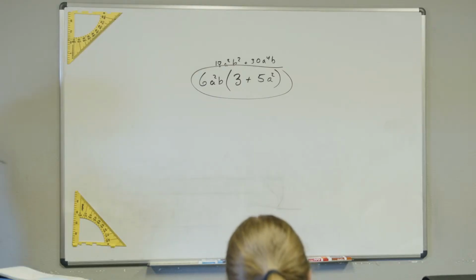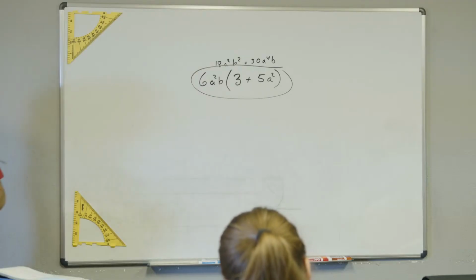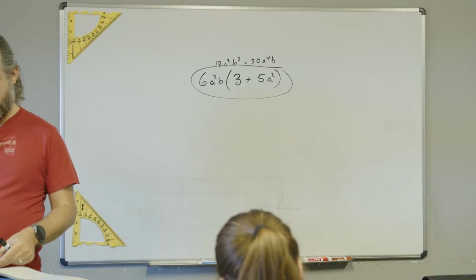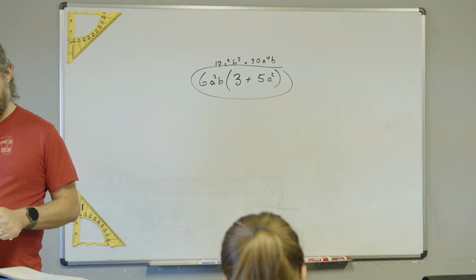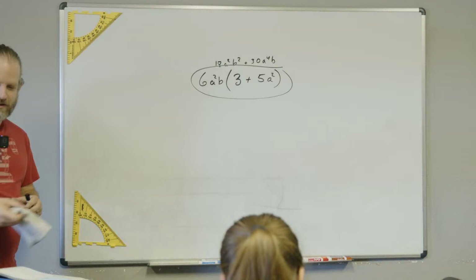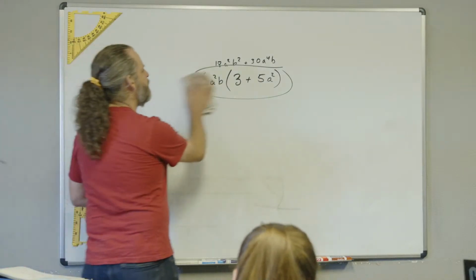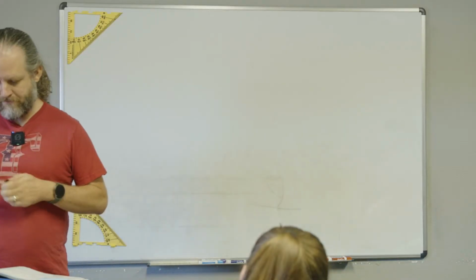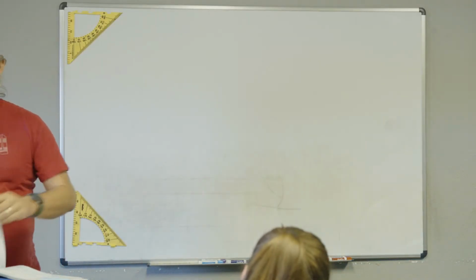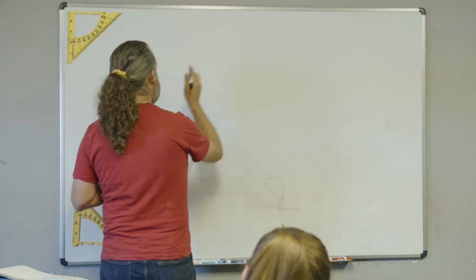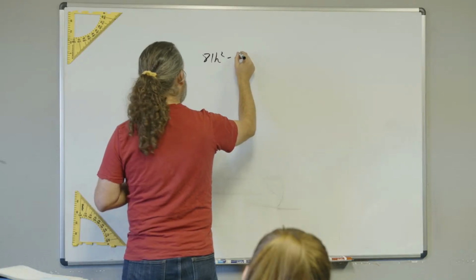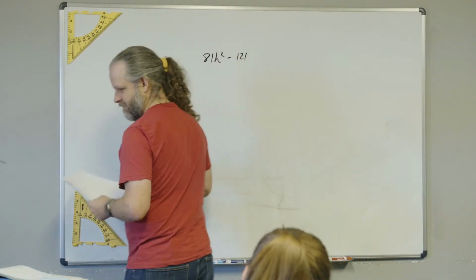Any other questions from the quiz or the test? Can we go over 9 on the test? 9 on the test. Yes, we can. All right. It's another difference of squares, but a scarier one, right? Nine from the test was 81h squared minus 121.